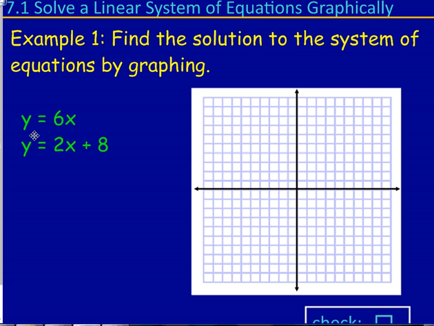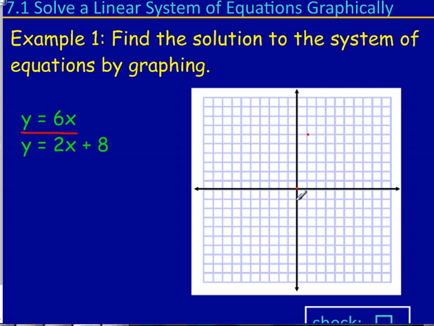So for example, I have y equals 6x and I have y equals 2x plus 8. So what I'm going to do first is go through and graph both of these lines and see where they do cross over. The first one I'm going to concentrate on is y equals 6x. Because I have no y-intercept here, I'm going to start at 0, 0. And my slope is 6, or 6 over 1. So I'm going to rise 1, 2, 3, 4, 5, 6, and run 1. Alright, and I'm just going to do it the opposite way as well to complete my line.